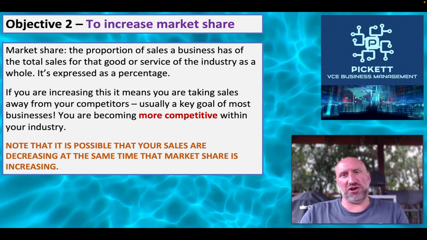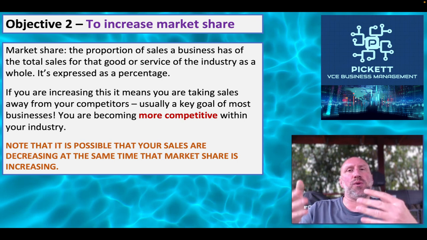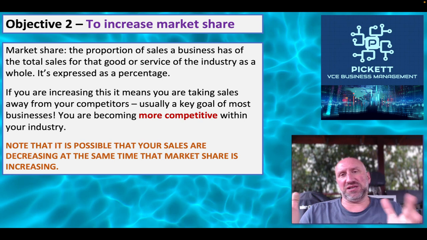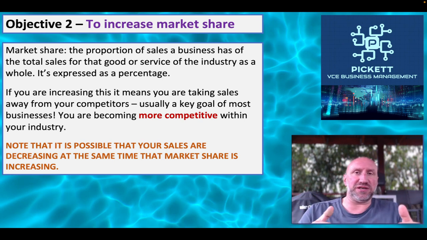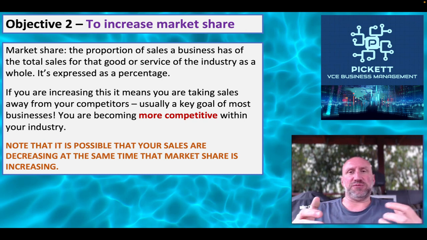You can certainly increase market share while sales are falling. I mean, obviously, ideally, you want both to be increasing, but in some scenarios, some circumstances like COVID, that isn't necessarily going to be possible. The best you can hope for is to be more competitive within your industry.